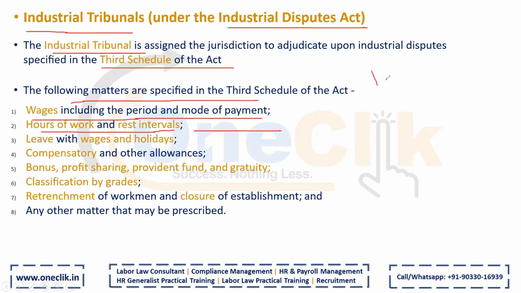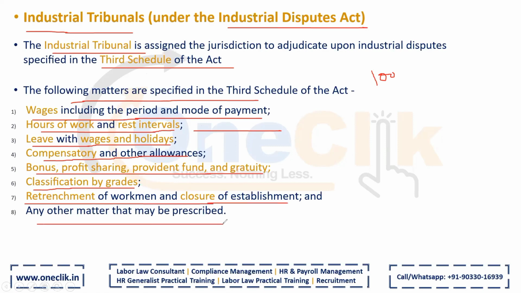If you have 100 or more employees, right? Leave with wages and holidays, those matters. Compensatory and any other allowances matters. Bonus, profit sharing, provident fund, gratuity, any such matters. Classification by grades, A grade, B grade, C grade employee, whatever. Retrenchment of workmen and closure of the establishment, and any other matter as per the third schedule of the ID Act, and you have 100 plus employees, then those matters will come to the industrial tribunal directly.